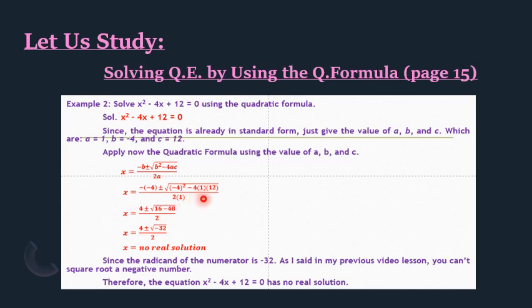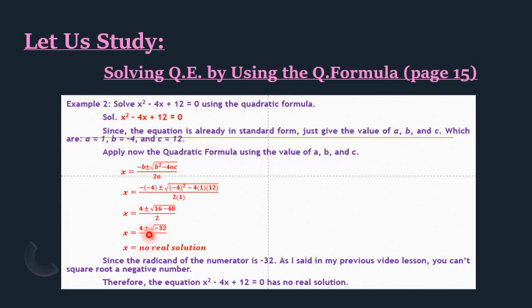Kani, 4 times 1 times 12. Positive 48. Take note, naay minus diha. So, minus 48 over 2. 16 minus 48. Mas dako ang negative 48. So, mahimo siyang negative 32. So, naa kay 4 plus minus square root of negative 32 over 2.